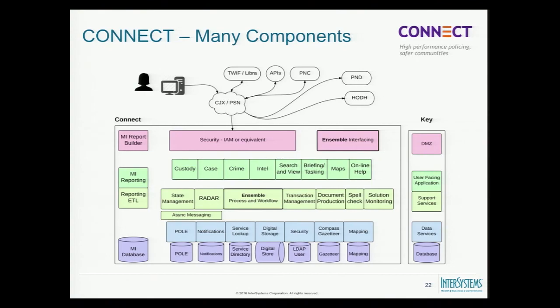And this is kind of what we've ended up with. It's a much more modern layered architecture. We've got the business services, the business application layer, custody, case, crime, intel, some various search and briefing, for example. We've got the support business services there, state management. Radar is the triggering process I mentioned earlier, all our process and workflow in Ensemble. And there's also some transaction management and document production. And we have a consistent set of data services, including security.